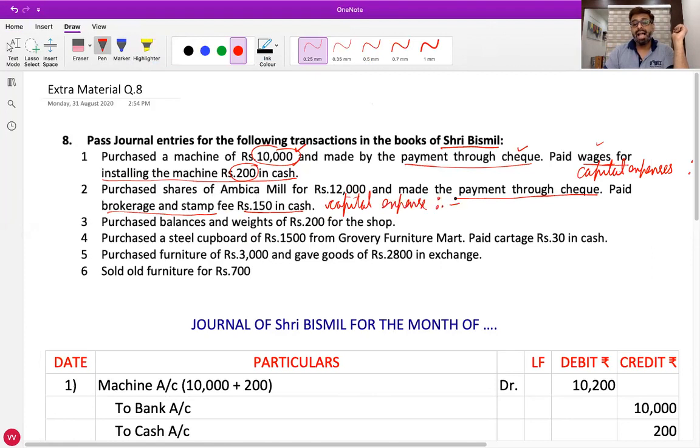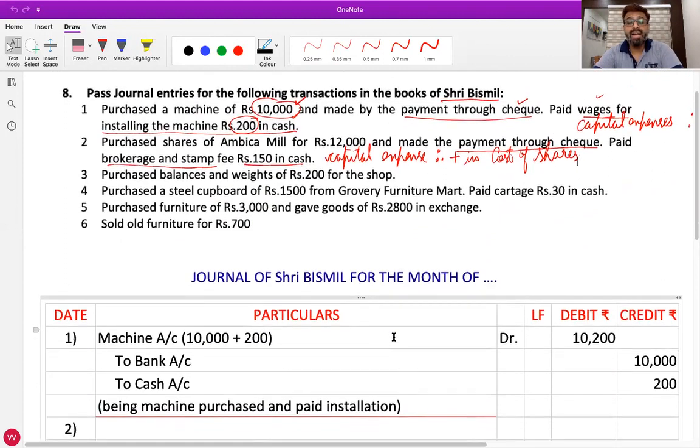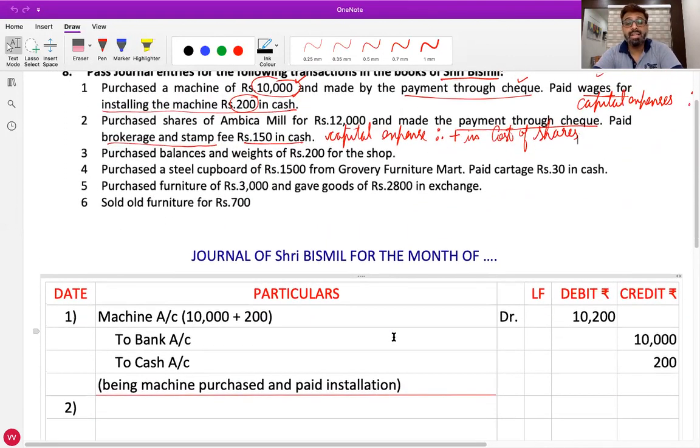Therefore, what will you do? You'll add it in the cost of shares, and we will not debit it separately. Do you understand this? Yes. Raise your hand. Who will tell me the effects and rules and names of account with amounts?